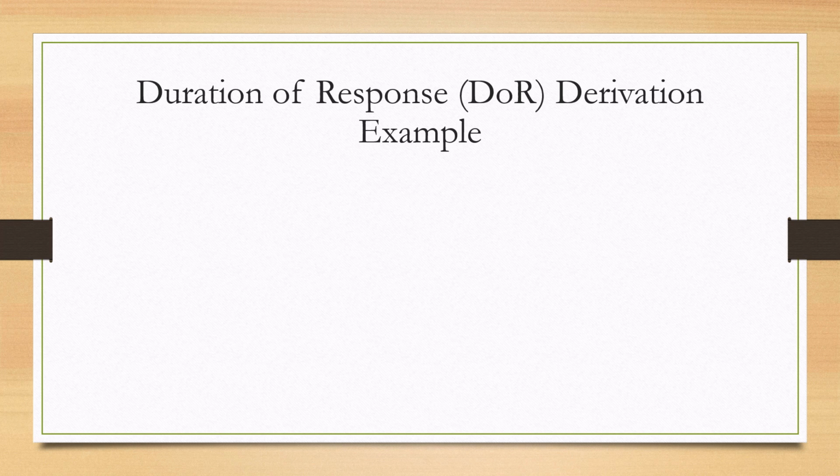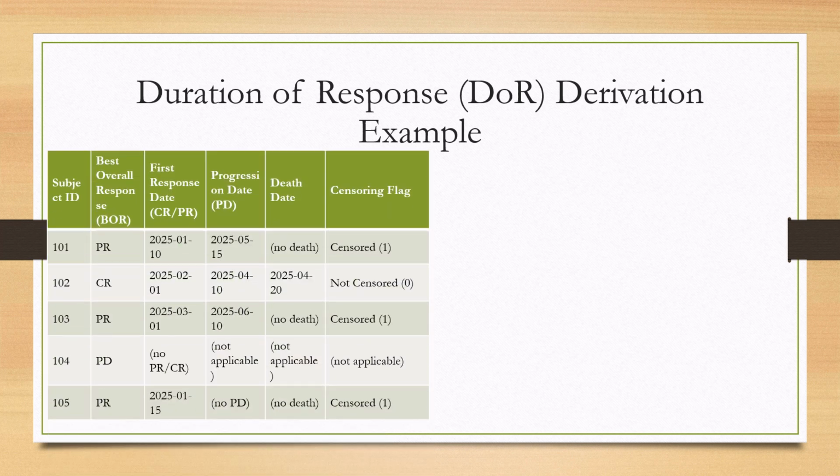Let's understand DOR derivation with an example. In this table, for subject 101, the first response date, that is the partial response, was the 10th of January 2025. And the progression date was 15th of May 2025. The DOR calculation will be from 10th of January 2025 to 15th of May 2025, which is 126 days. This is not censored as the progression date is known.